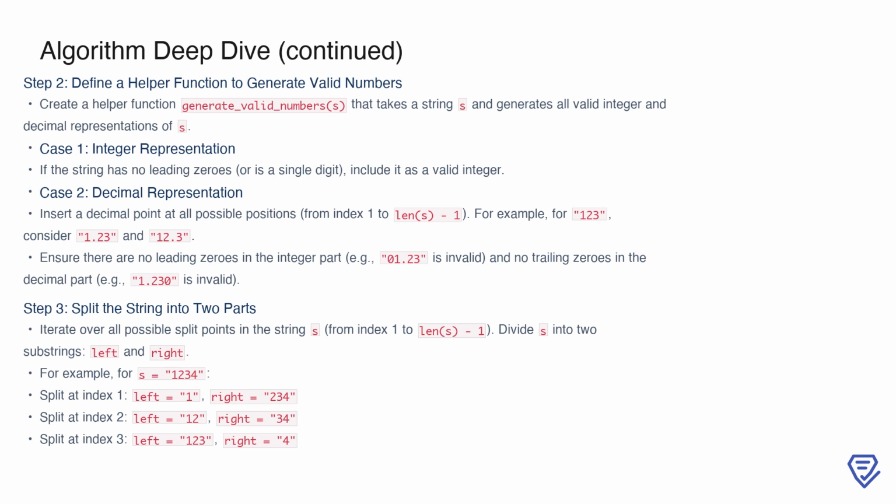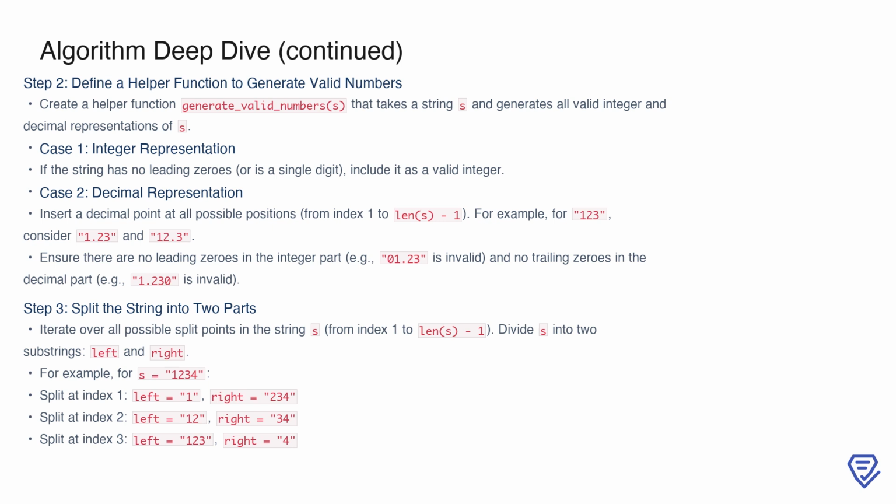However, decimals must meet additional criteria. There should be no leading zeros in the integer part and no trailing zeros in the decimal part. For instance, 01.23 is invalid because of the leading zero, and 1.230 is invalid because of the trailing zero. With this helper function, we can ensure that only valid numbers are produced.